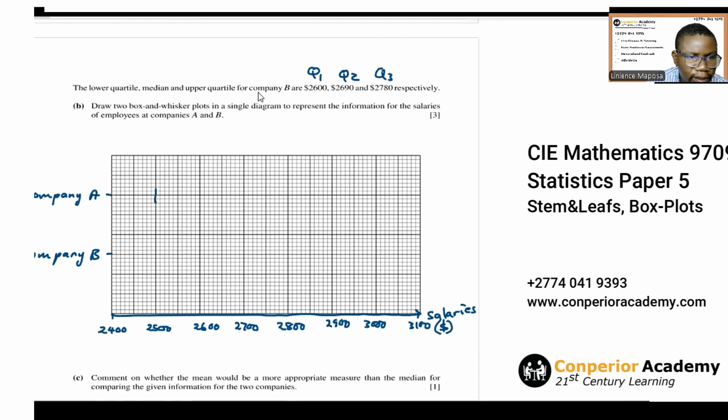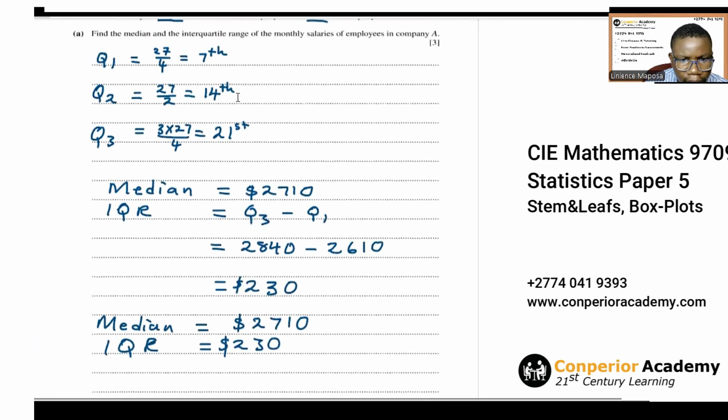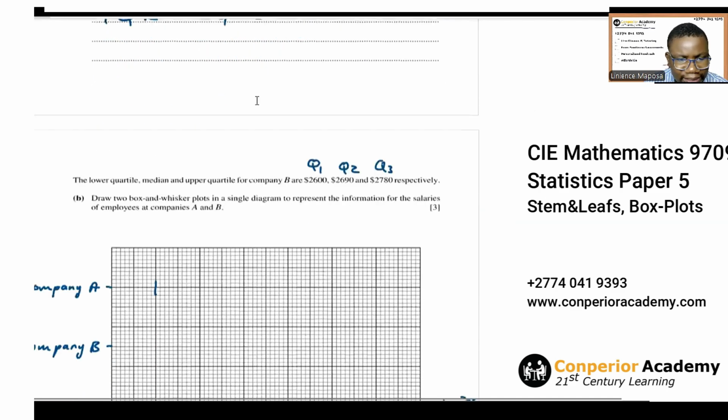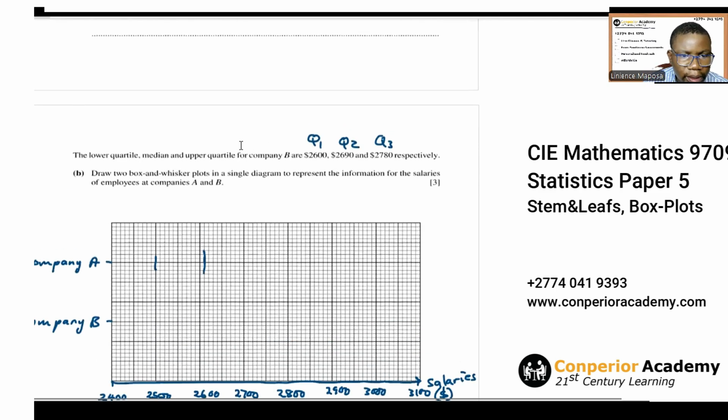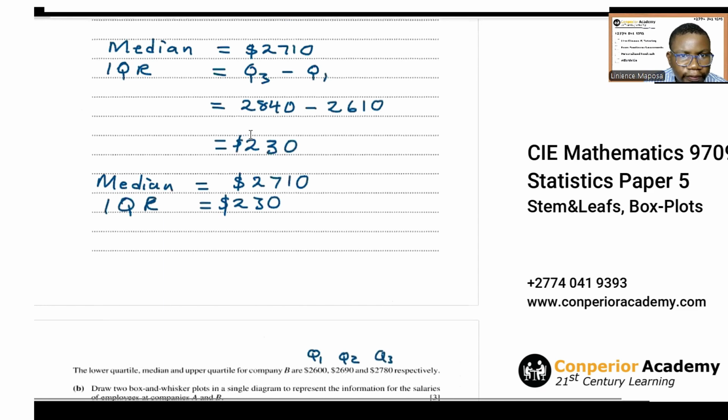That is 2,500. Q1 for company A, we calculated it to be 2,610. So that means 2,610 will be right here. So I'm going to have my box here, starting there, that's my Q1. And my median was 2,710.